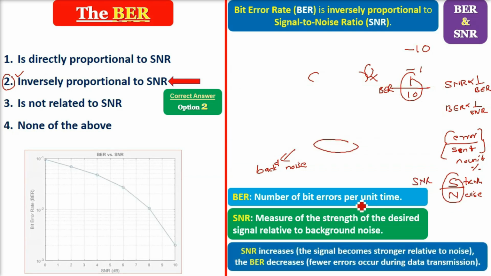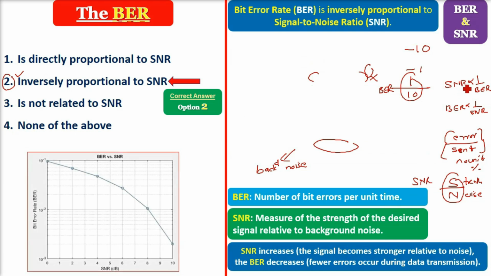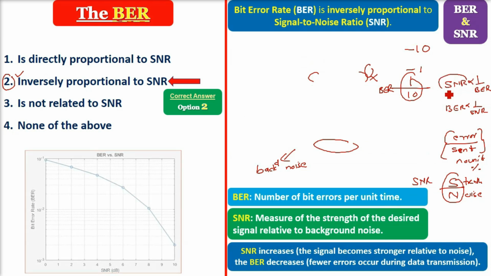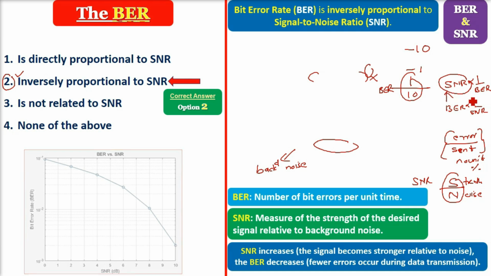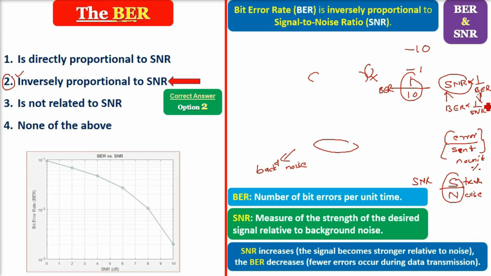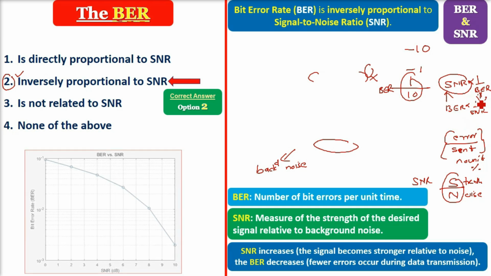So the bit error rate BER is inversely proportional to signal to noise ratio. This means that as the SNR increases, the signal becomes stronger relative to noise. The BER is going to decrease. That means fewer errors occur during data transmission.